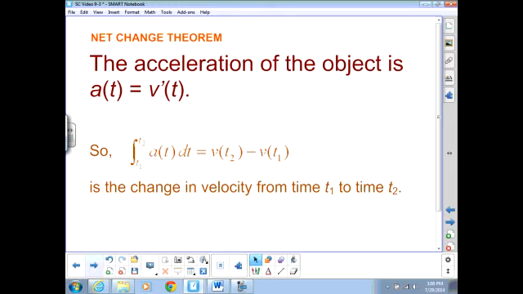If we think of acceleration, we know acceleration is the derivative of our velocity. So if you do the integral of your acceleration, that's telling you the net change in your velocity over a time interval.